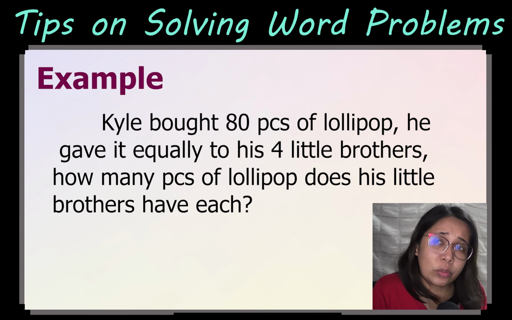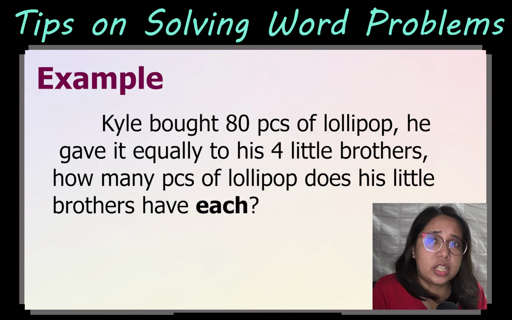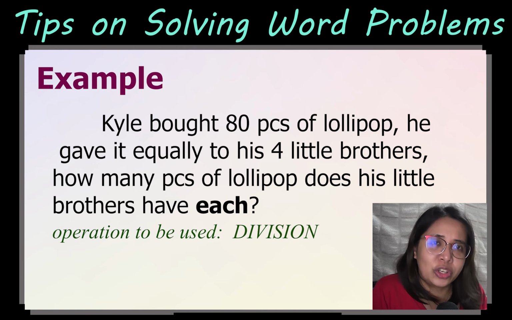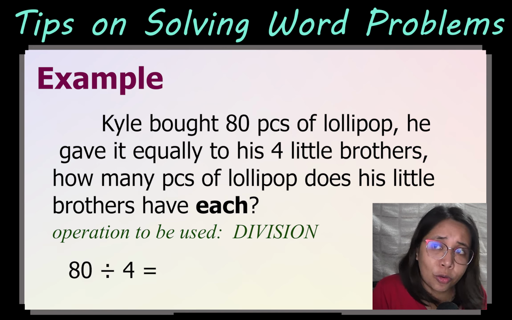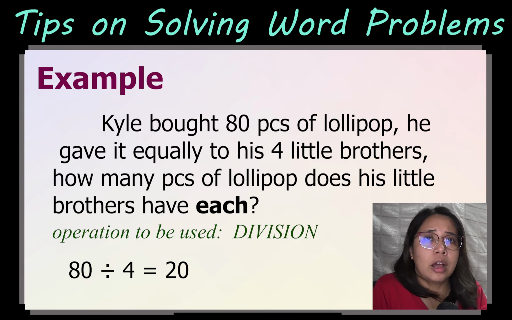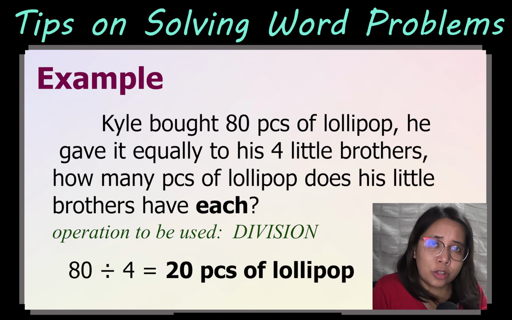So dito, ang keyword naman natin ay were each. So ang operation ay pwedeng multiplication or division. Pero sa problem na ito, ang given ay 80 pieces of lollipop na hahatiin equally sa 4 na kapatid ni Kyle. So ang operation na gagamitin natin ay division. Okay, so ang solution natin ay 80 divided by 4 is equal to 20. So, each brother will get 20 pieces of lollipop.